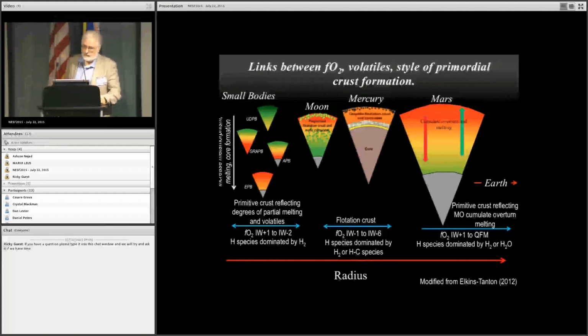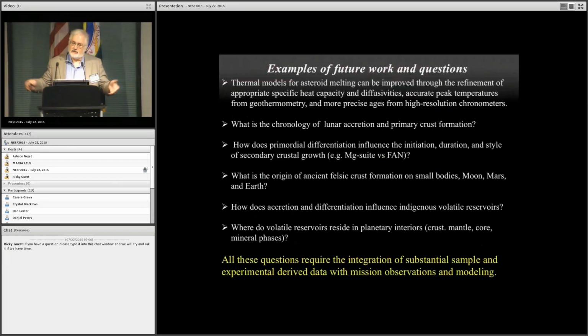These just list examples of future work and questions that we will be addressing in the future and in the morning session, session 3, ranging from how to improve thermal models for asteroid and lunar melting, to what is the chronology of lunar accretion and primary crust formation, and the interactions among all those variables.